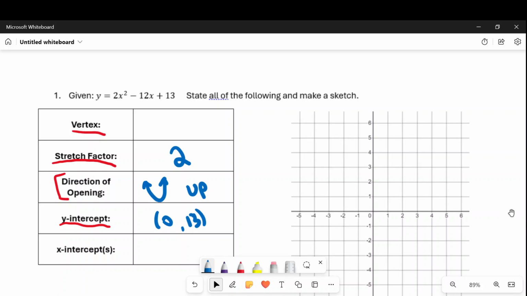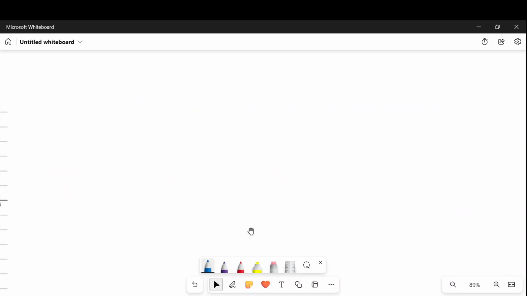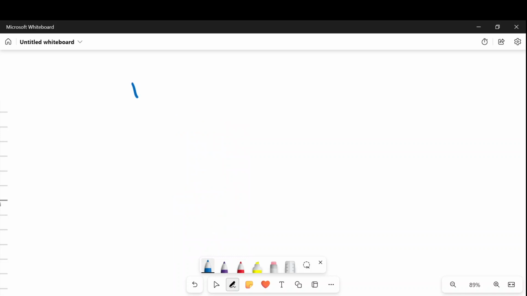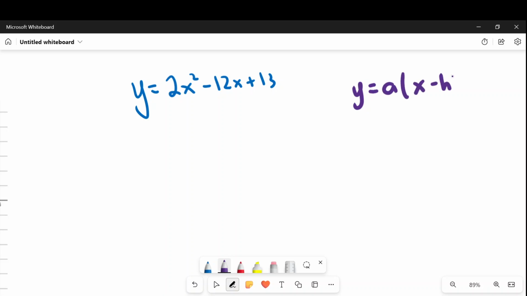So let's go over here and maybe I'll adjust my pen slightly. It seems to be pretty thick for some reason. So I have y equals 2x squared minus 12x plus 13, and we want it to be in vertex form. So remember, this is what vertex form looks like. It's where we can literally see the vertex.